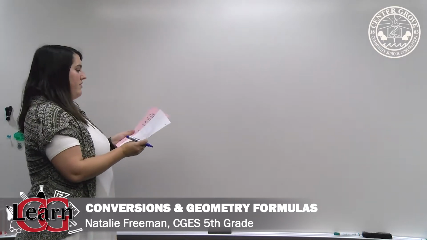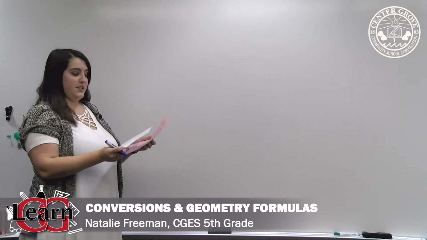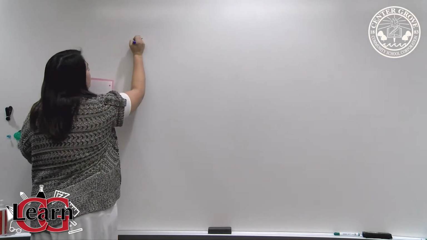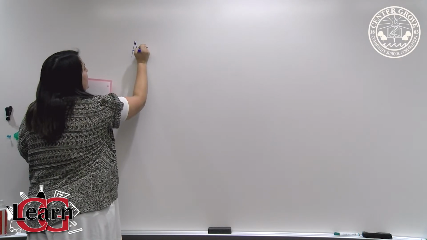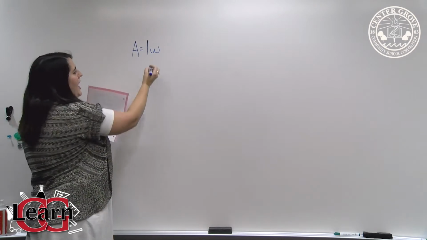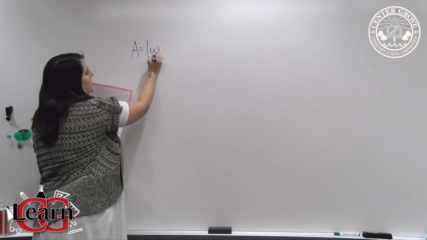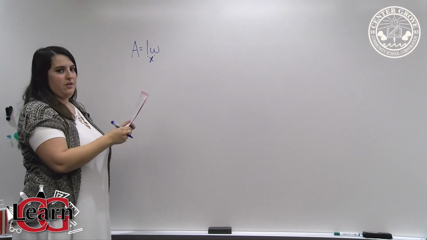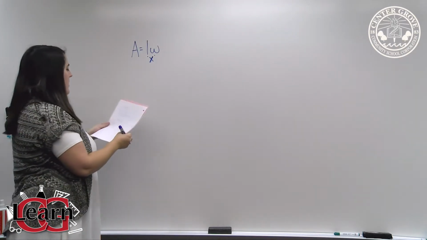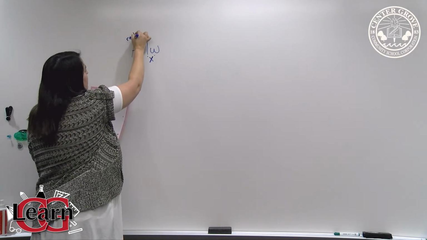So we're going to start with the area of a square or a rectangle. And the area of a square or a rectangle is A equals length times width. And when you have two letters that are right next to each other, that means that you're going to multiply those two numbers. And again, that's for a rectangle or a square.